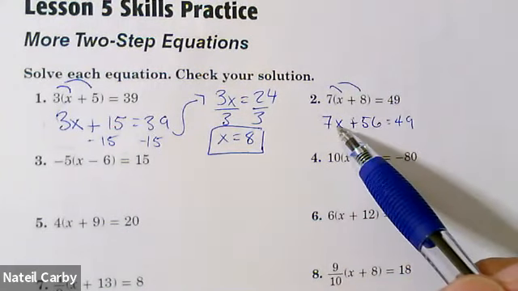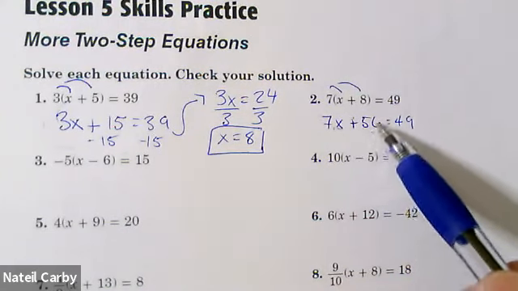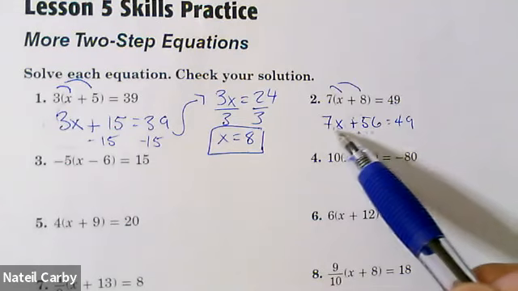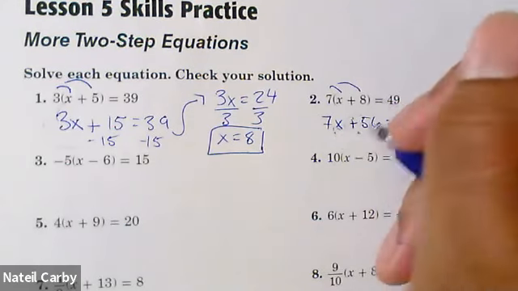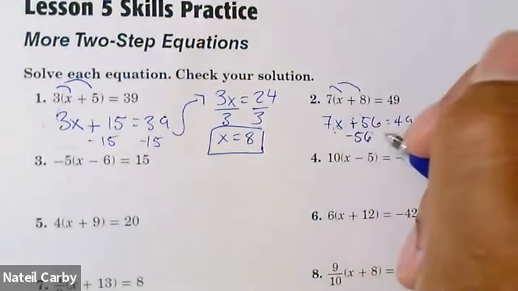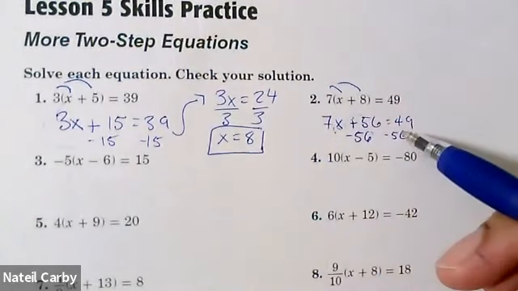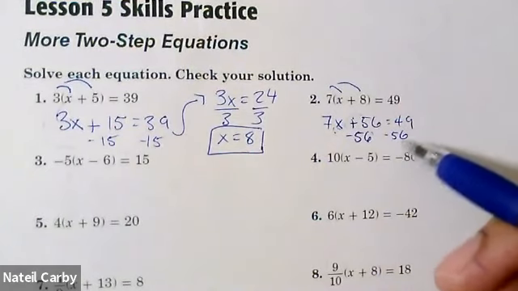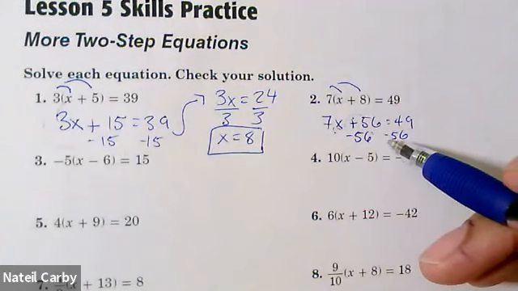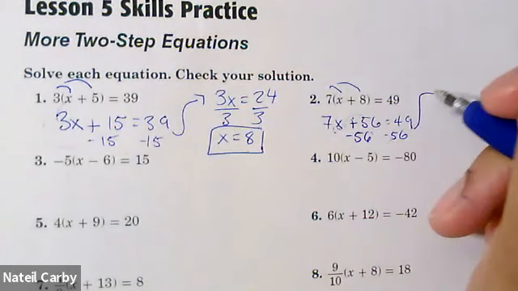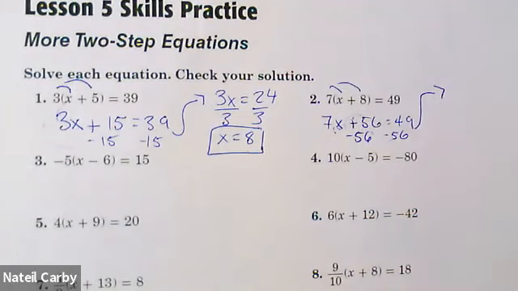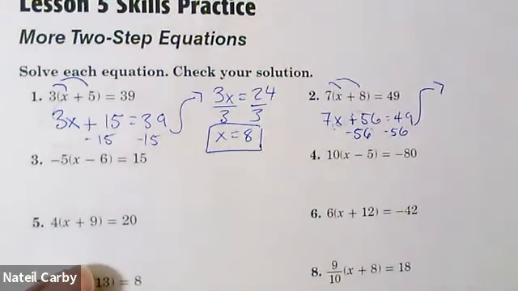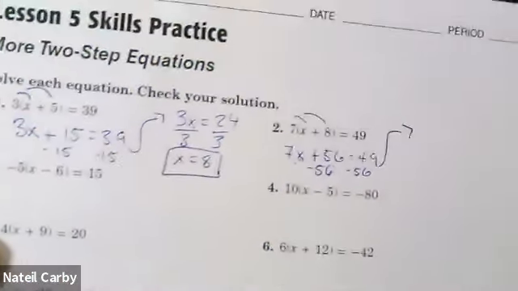Again, with the 7x plus 56, we want to get rid of that plus 56 because we want to have x by itself. So don't be afraid. 49 minus 56, oh, you can't do that. No, it's going to be negative, which is fine. It's perfectly all right for you to have negative numbers here. Okay. Slide this over.